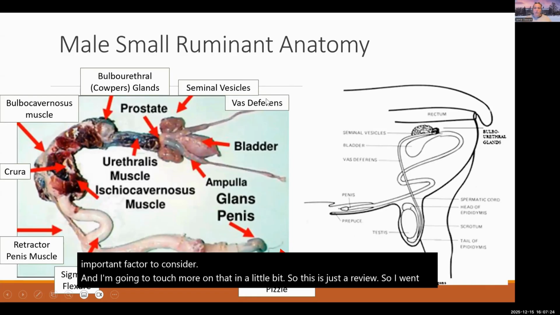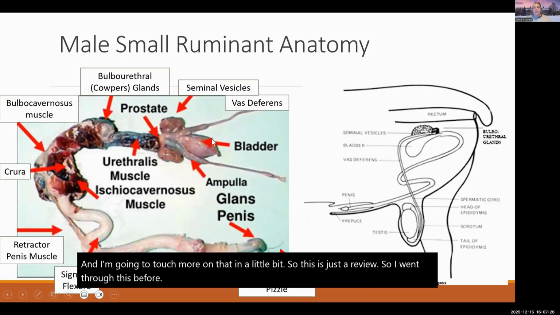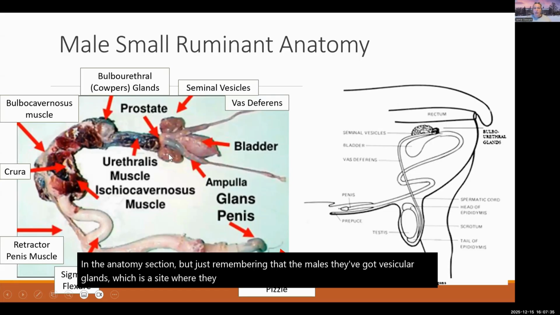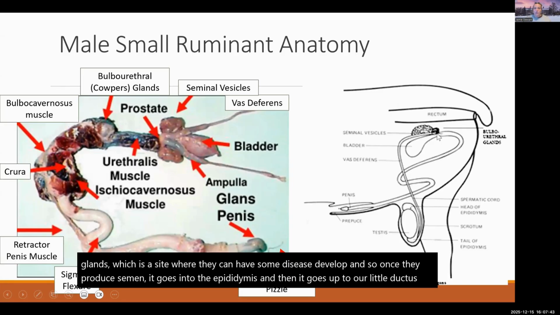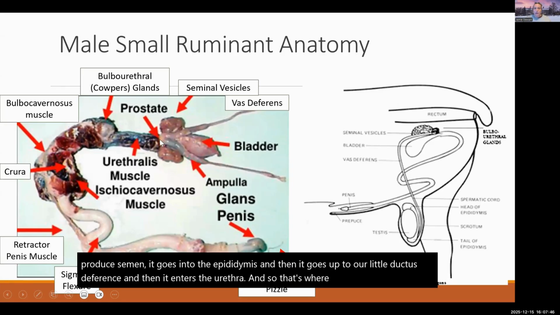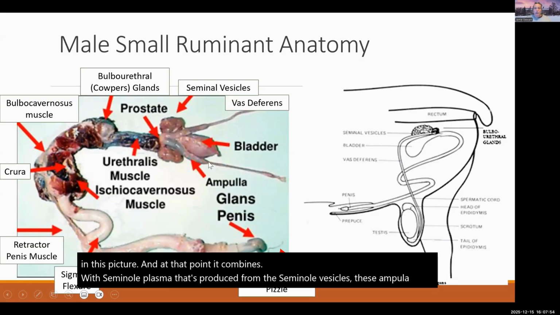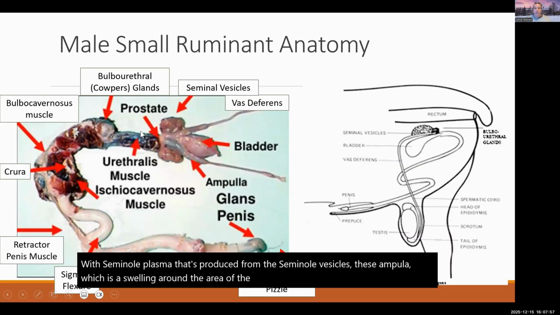I went through this before in the anatomy section, but just remembering that the males have vesicular glands, which is a site where they can have some disease develop. Once they produce semen, it goes into the epididymis and then up the ductus deferens and then it enters the urethra. That's what we're seeing right here in this picture. At that point, it combines with seminal plasma that's produced from these seminal vesicles, the ampulla, which is a swelling around the area of the ductus deferens, and the prostate is within this area too. All of that's contributing to the ejaculate that's coming out.